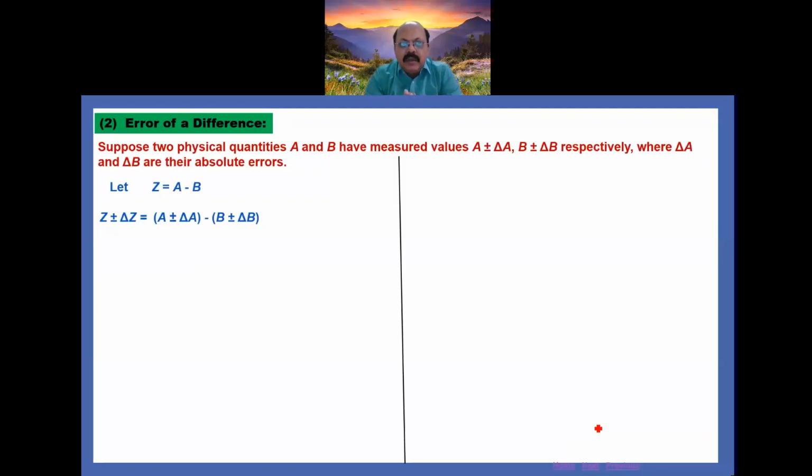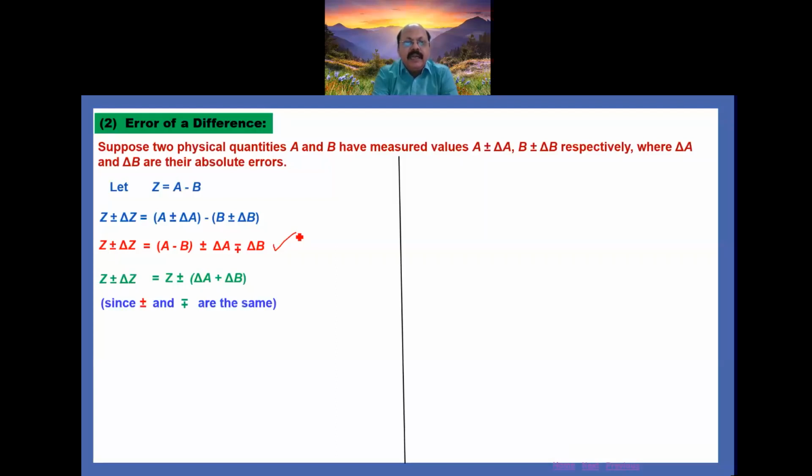Write this expression in terms of their absolute errors. So absolute error in the result is plus minus delta Z. So Z plus minus delta Z equal to A plus minus delta A minus B plus minus delta B. Now open the right hand side bracket and simplify it. Then we will get A minus B plus minus delta A and then minus plus delta B. Now A minus B is Z, so substitute this value. So Z plus minus delta Z equal to Z plus minus delta A plus delta B.